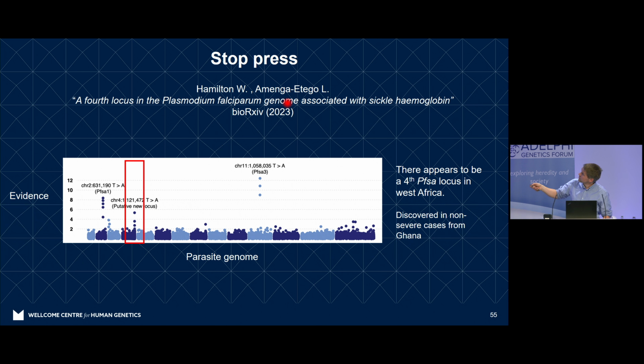It's a paper by Lucas Amenga-Etego and from Will Hamilton at Sanger. They discovered what seems to be a fourth locus associated with sickle. This one is a bit the opposite of that middle variant because it's only seen in West African populations, not in East African populations. So there's something interesting going on with this as well.